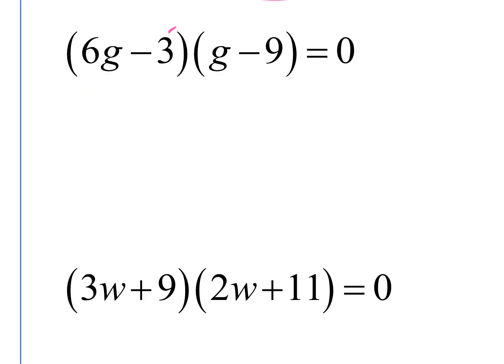So let's look at the next one. We're going to set them both equal to 0. So 6g minus 3 equals 0, and g minus 9 equals 0.